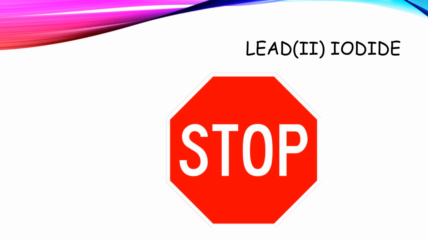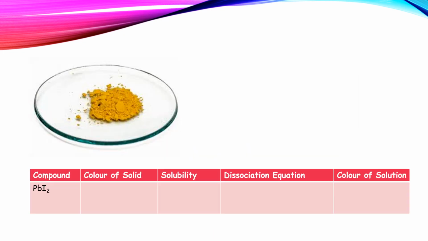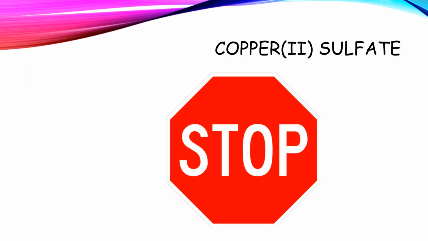Next example is lead 2 iodide. Stop the video and have a go. It gives a yellow solid and it's insoluble in water. So it has no dissociation equation and no coloured solution.